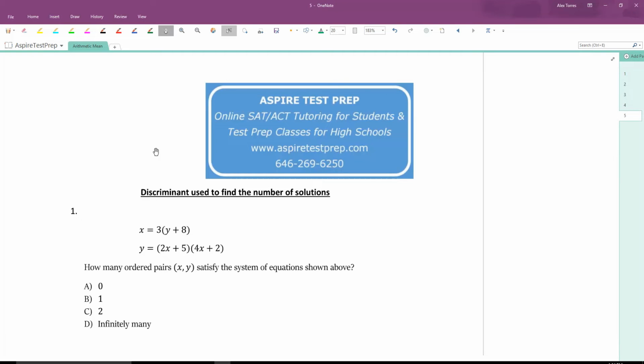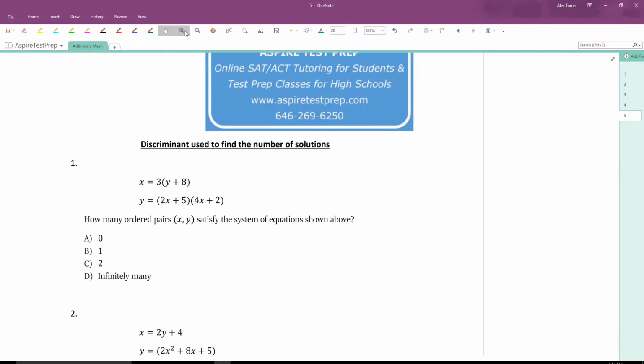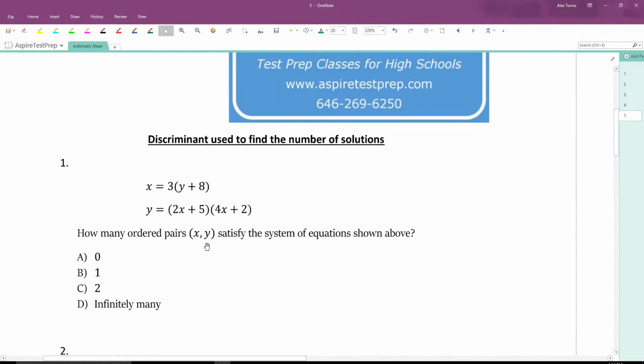So starting with number 1, we have the discriminant used to find the number of solutions in this problem. How many ordered pairs satisfy the system of equations above? When we're talking about satisfying a system of equations, we're talking about the intersection between the two functions they're giving us. This function, because it's got an x and a y and neither one is squared, is basically a line. This one has two x's that have to be FOILed out, so we already know we'll have an x squared. So this is going to be a parabola.